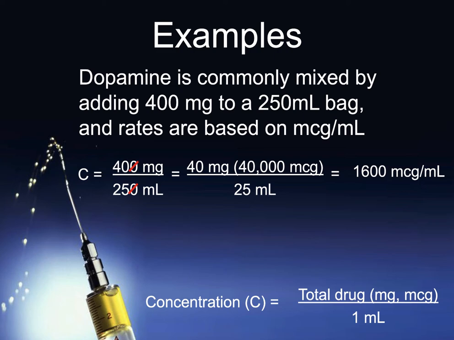For future reference, as you're looking at dopamine drug calculations, you will find that the majority of the time dopamine is going to be packaged in this concentration, 1,600 micrograms per milliliter, which works well for some shortcut methods I'll talk about later.